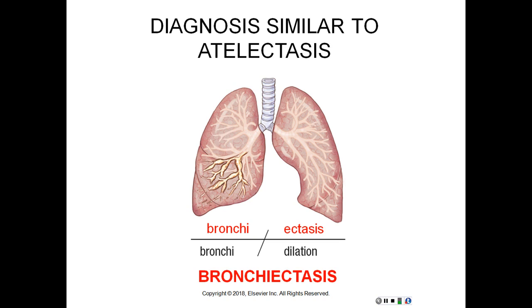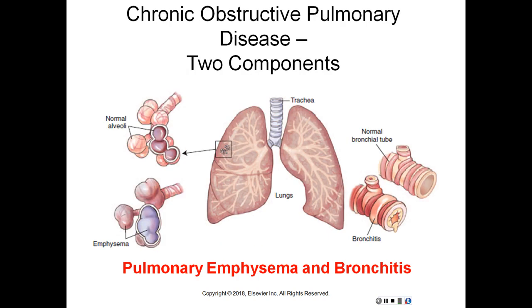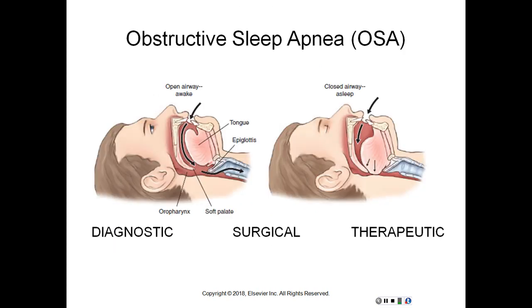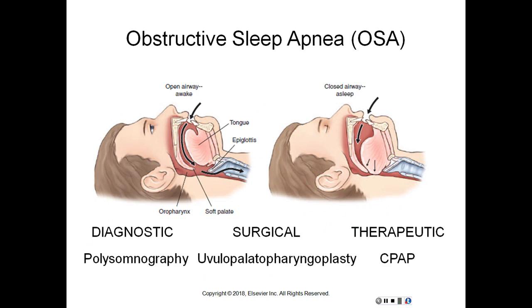And then we have upper respiratory infection of the nasal cavity, pharynx, or larynx, usually caused by a virus. This is basically the common cold. So here we just have a picture of pulmonary emphysema and bronchitis. Here's a picture of obstructive sleep apnea. Here are just some diagnostic, surgical, and therapeutic procedures.